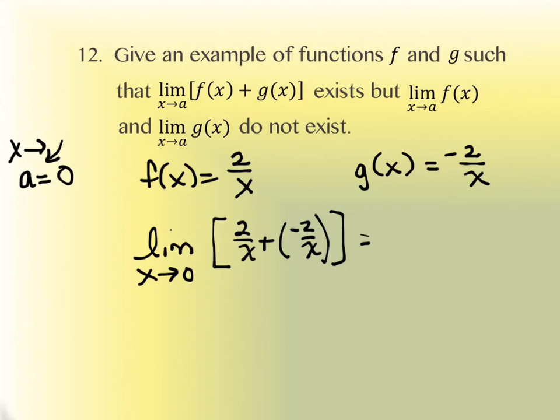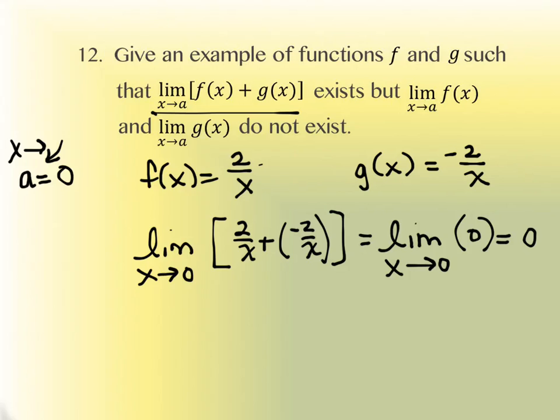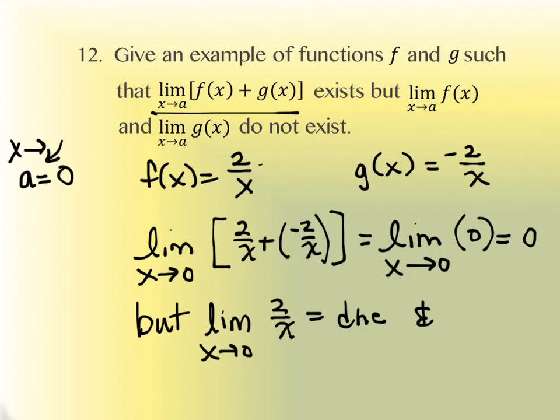What happened? Yeah, they cancel, giving us what value inside that bracket right now? 0. This is just the value of 0. So the sum of our two functions has a limit because the sum is just the number 0. What is the limit of 0 as x approaches 0? 0. Yes, the limit is 0. But the individual limits, okay, the limit as x approaches 0 of 2 over x does not exist. And the limit as x approaches 0 of negative 2 over x does not exist.